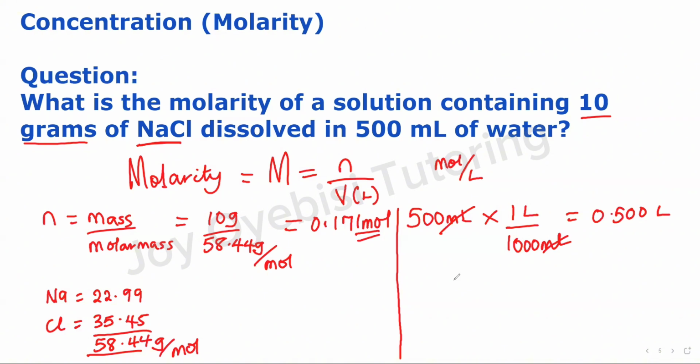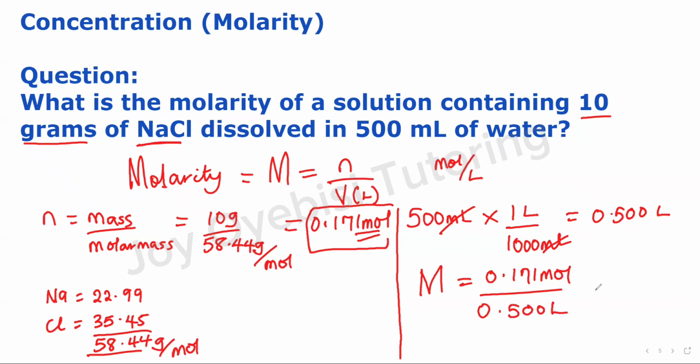Now back to this equation, molarity, capital M, equals the n, remember? The n that we found earlier, 0.171 moles, then divide that by the 0.500 liters, and that would end up giving us 0.342 moles per liter. Now remember, you can also write that as 0.342 molarity, big letter M.